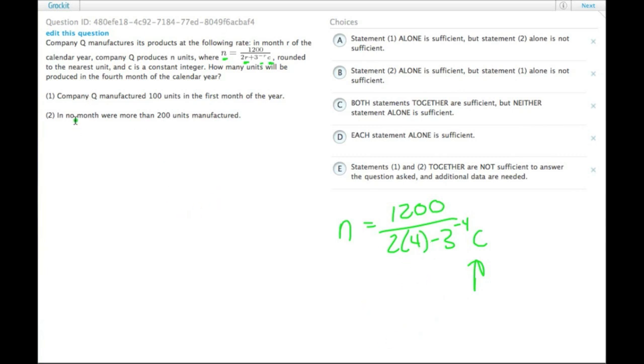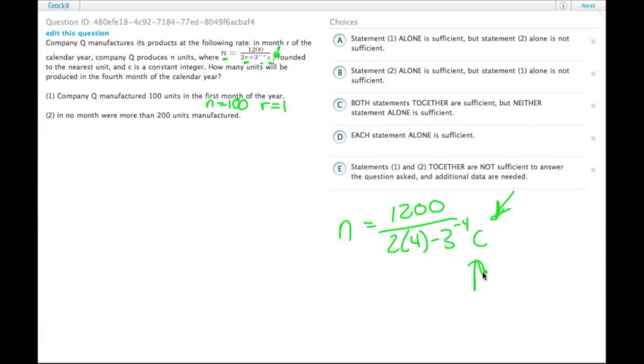month. Statement 1 tells us that Q manufactured 100 units in the first month of the year. So this tells us that N equals 100. That's one variable. And we also know R from this, because R is going to equal 1. Plugging these two numbers into this equation, we would then be able to solve for that constant C. Once we had that constant C, we would plug that into our formula for the fourth month and figure out how many units come out in the fourth month.